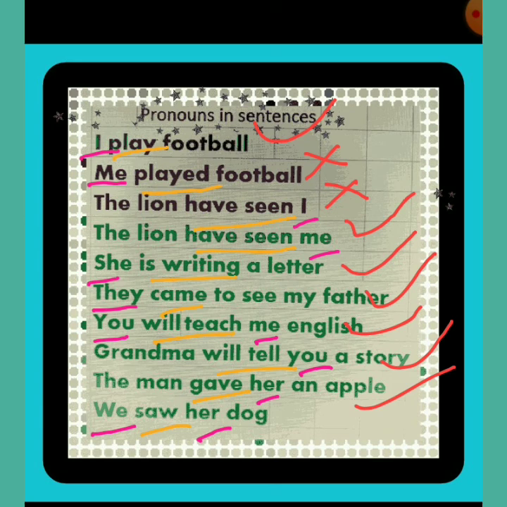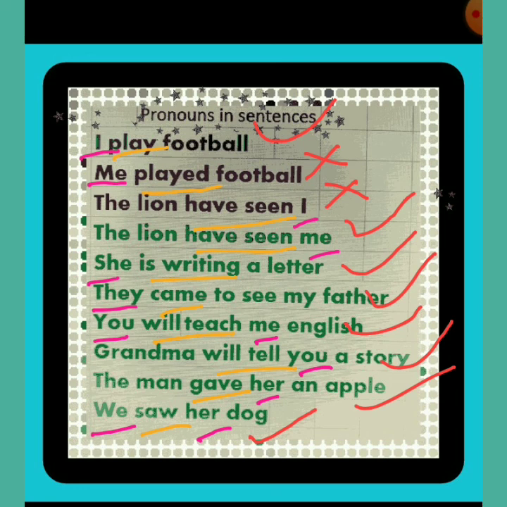We saw her dog. We is subject and her is the possessive case here. In the above sentence, her is the objective case, but in this sentence, we saw her dog, this is a possessive case. Means here the object is her dog. Her dog is the object. But the man gave her an apple. Here, her is the object. So in this way, you can identify different sentences. First of all, you identify the verb, then the subject, the doer, then the object, and you can also find out the function of the pronouns in the sentences.